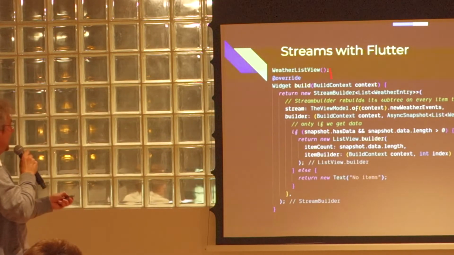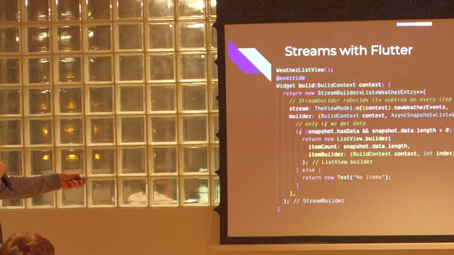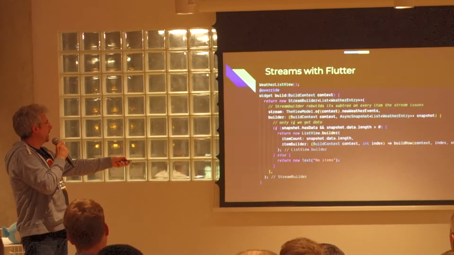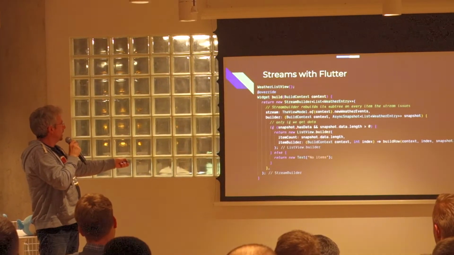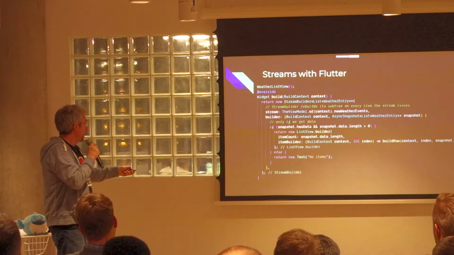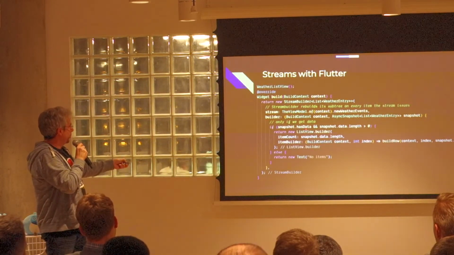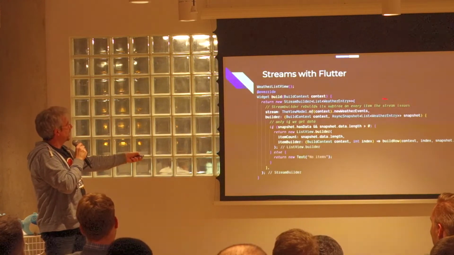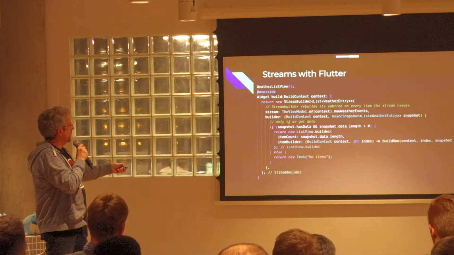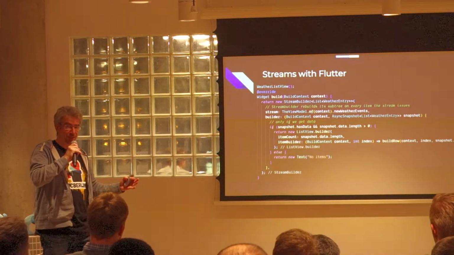So, for example, I have to check if the snapshot that I get when the packet arrives really has data. And no, the data is not null. It could have an error, for example. And then every time I get a new packet, I return a new list view with the data of this packet.